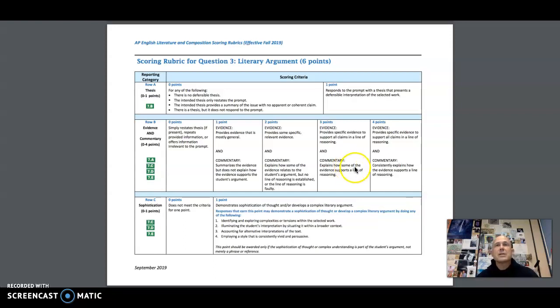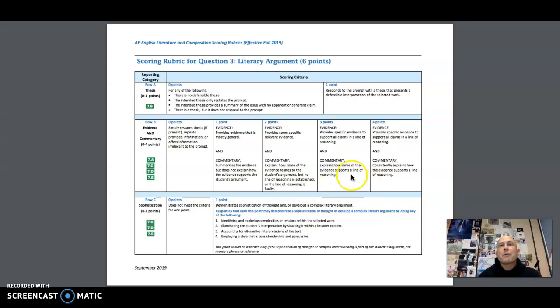There's also a commentary side. It's not enough to just provide this evidence and drop it in there. That's what you're going to get over here: summarizes the evidence but does not explain how it supports the argument. It explains how some of it relates, but not all of it. So those 1s, those 2s, yeah, you found stuff, but then you're putting all the responsibility, all the burden, all the weight on the reader to make those connections themselves. You want to remove that. You want to be as explicit as possible.